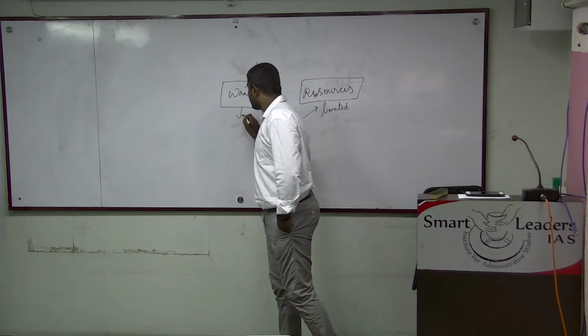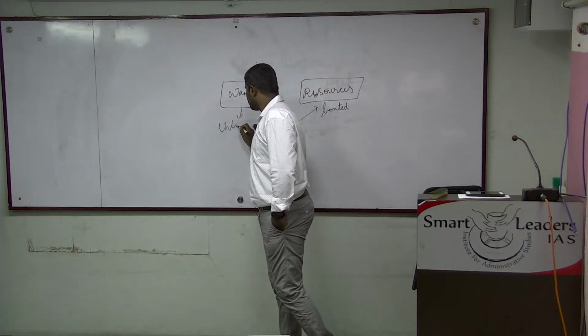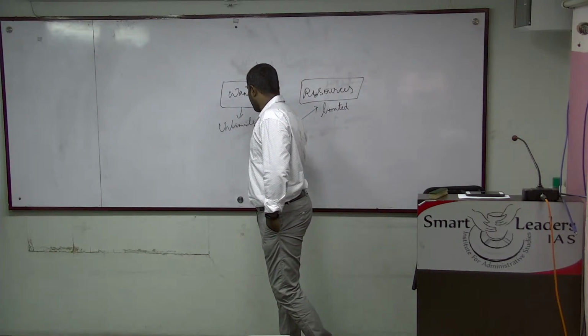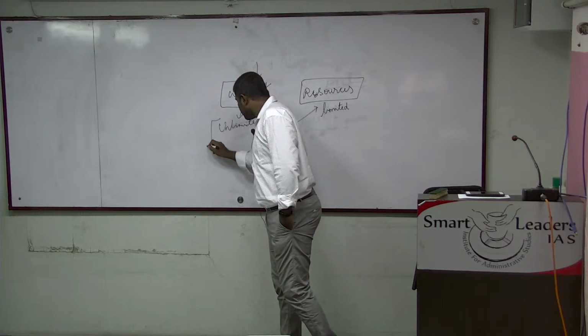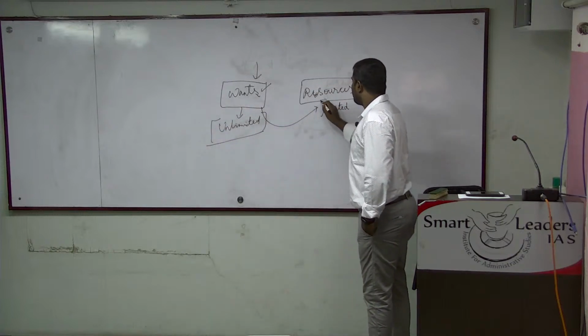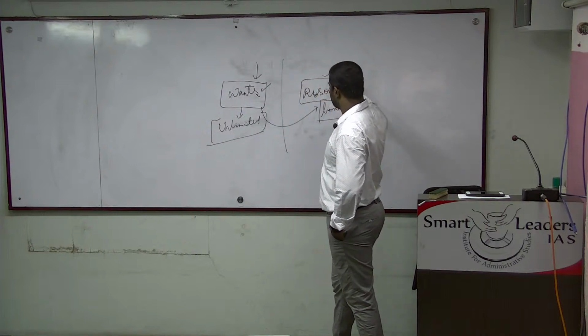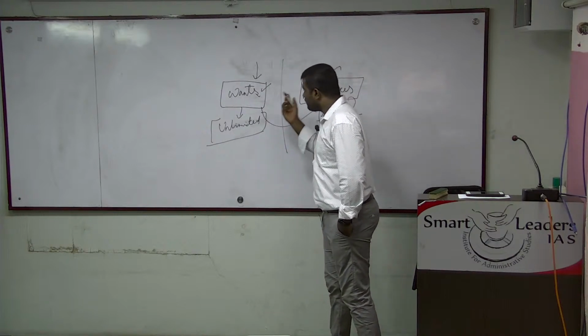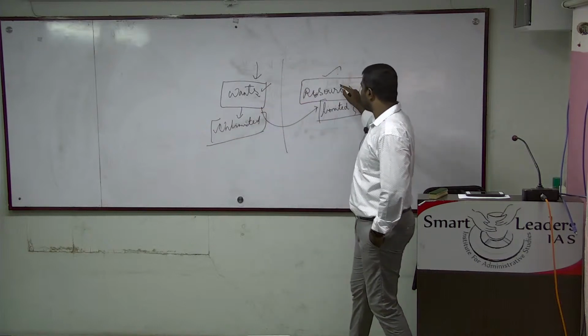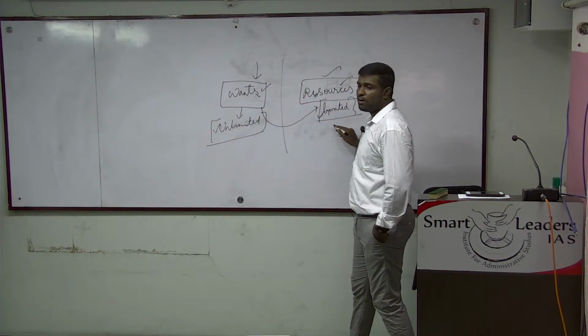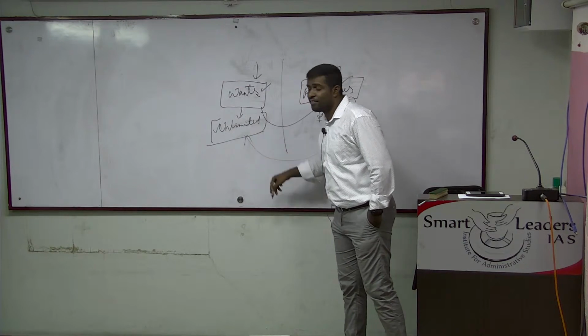Here, wants are unlimited. So wants are unlimited while resources are limited. Wants cannot happen without resources. But when the nature of want is unlimited, while the nature of resources is limited, how are we going to bridge these two contradictory terms?